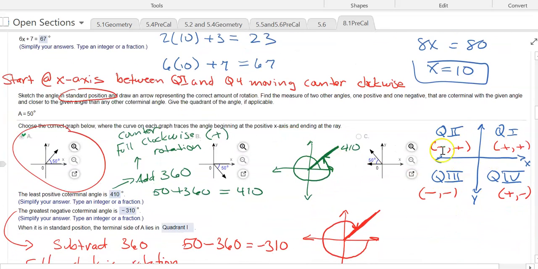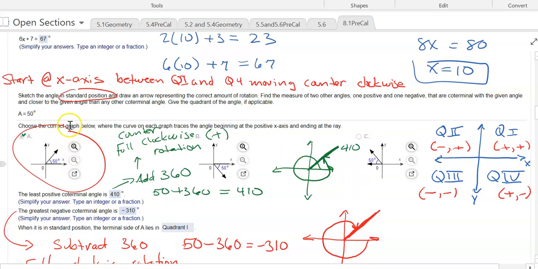Here, a little reminder of where our quadrants are. Quadrant 1 is here, and we're moving in a counterclockwise rotation. So quadrant 1, quadrant 2, 3, and 4. And just a reminder that our x and y values are both positive in quadrant 1, then negative and positive, and so on.